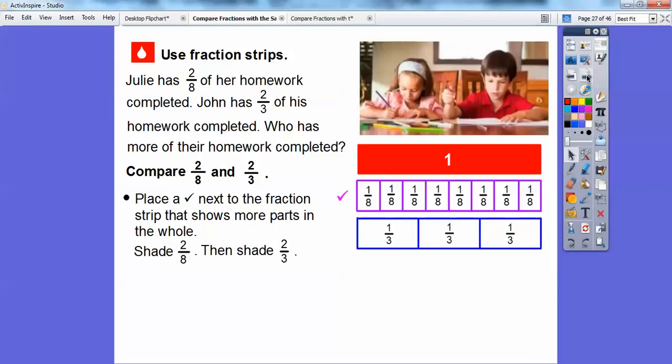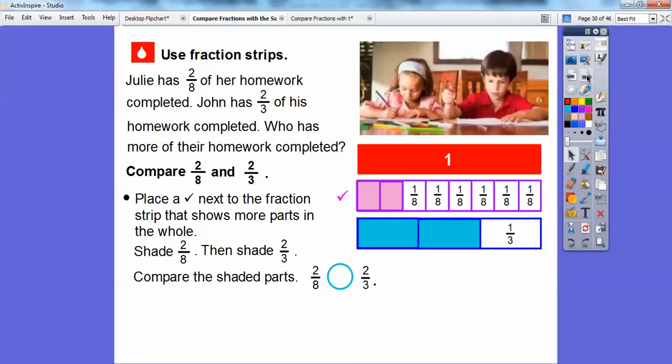Okay, so shade 2/8 and then shade 2/3. Here's 2/8 right there. See that? And then here's 2/3 right there. Clearly, you guys, 2/3 is larger than 2/8. So when we compare the shaded parts, 2/8 would be less than 2/3. Because look, here's 2/3, it's a lot. It's even more than 5/8. Here's 5/8 right there.